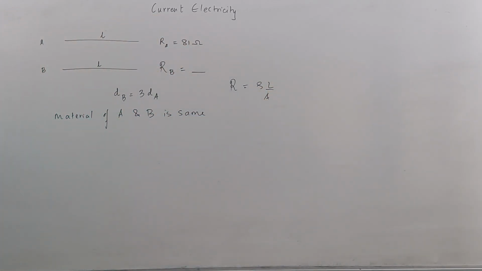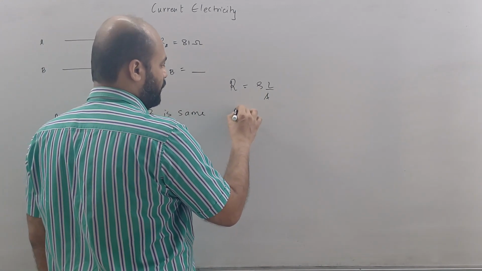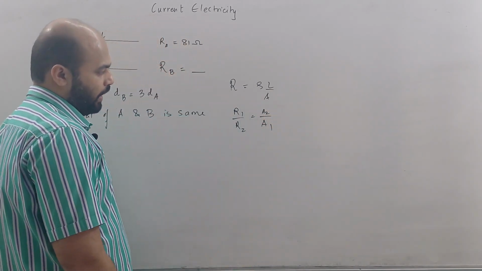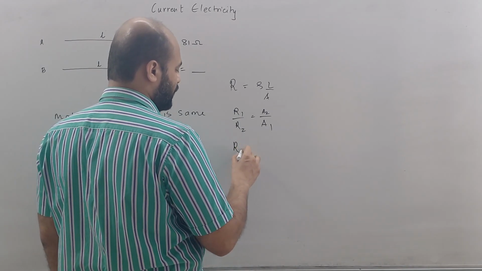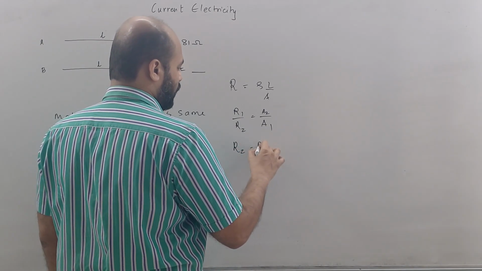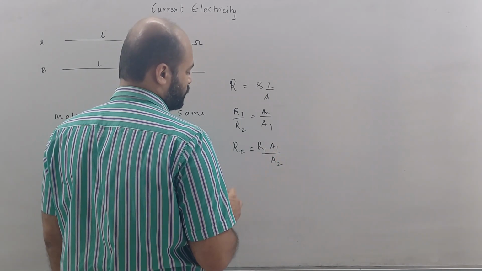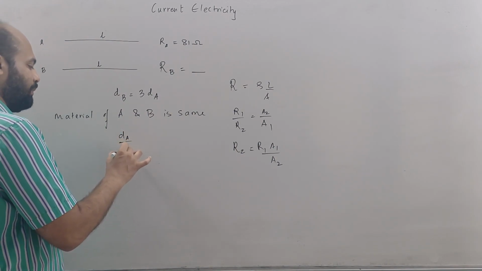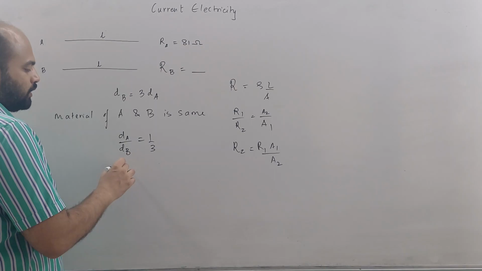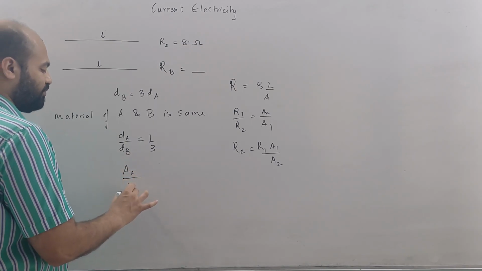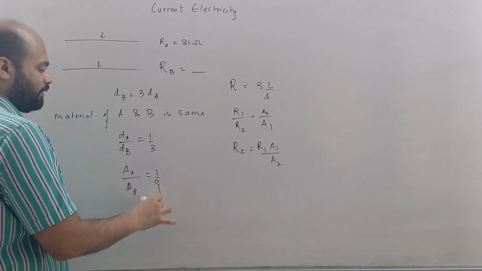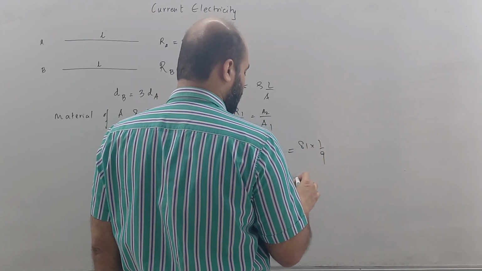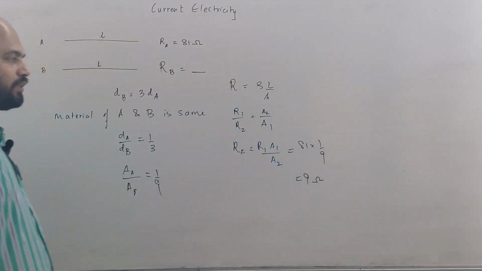Now rho and L both are constants, which means that resistance is inversely proportional to A, and I can write R1 by R2 is A2 by A1, and R2 from here certainly is going to be R1 A1 by A2. So we know that dA by dB is 1 by 3. So area of A by area of B, this ratio, or A1 by A2 is going to be 1 by 9. R1 is 81 into 1 by 9, which comes as 9 ohms. That is the answer of this question.